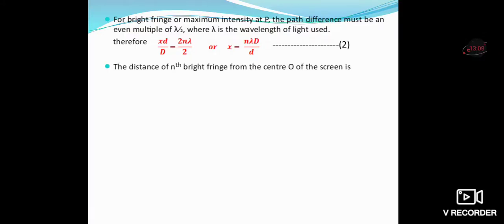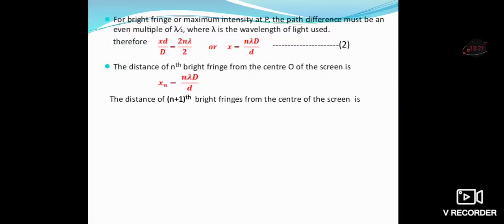Therefore, the distance of the nth bright fringe from the center O of the screen is written as xn is equal to n lambda D divided by d. Similarly, the distance of the n plus 1th bright fringe from the center O of the screen is xn plus 1, replacing n by n plus 1, so n plus 1 into lambda D by d.